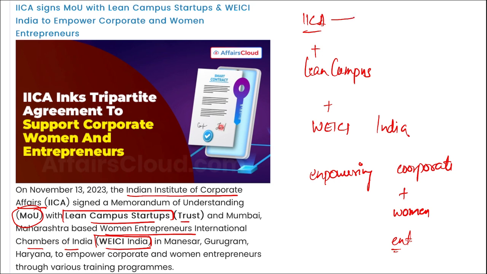Correct? If we talk about IICA, the Director General and Chief Executive Officer is Praveen Kumar, and the headquarters is in Gurugram, Haryana.